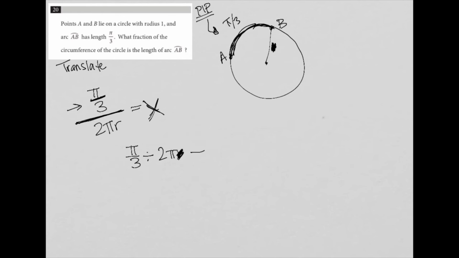So now, whenever you're dividing fractions, and of course I can call that 2 pi over 1, we can say, well, the first fraction stays the same. The division turns into multiplication, and the 2 pi over 1 turns into 1 over 2 pi. My pi's will cancel out, and what I'm left with is 1 over 6. So therefore, that is my answer. 1/6 is the fraction of the circumference of the circle that's represented by the arc length AB.